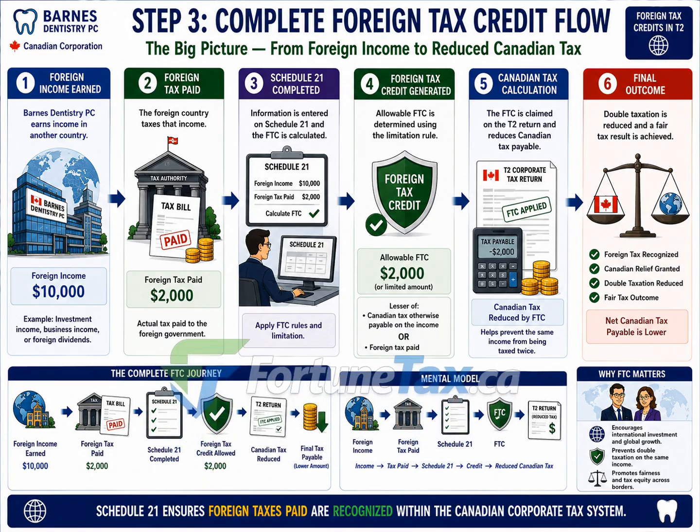This slide shows the entire journey of foreign income through the Canadian corporate tax system. Let's begin at Stage 1 on the left side of the diagram. The process starts when a Canadian corporation earns foreign income. In our example, Barnes Dentistry earns $10,000 from a foreign source. This could be foreign investment income, foreign business income, foreign dividends, or another type of foreign source income. At this point, the corporation has earned income outside Canada, but no tax relief has been calculated yet.